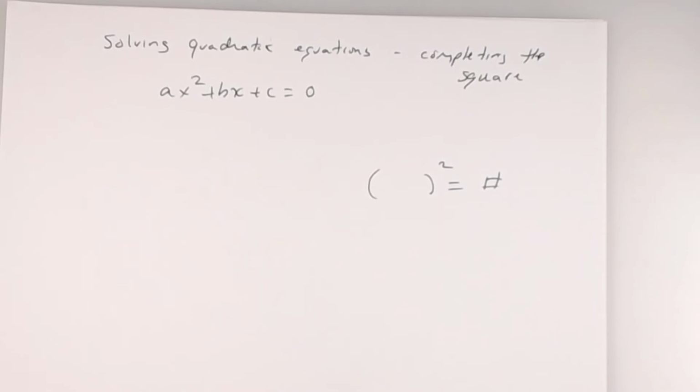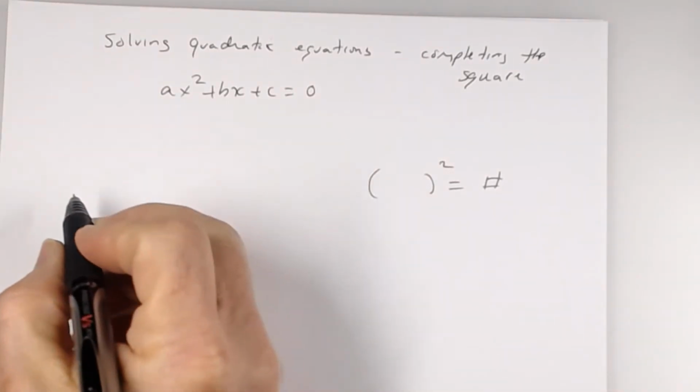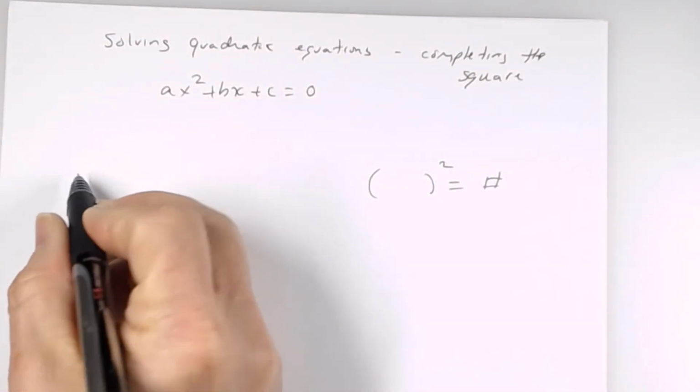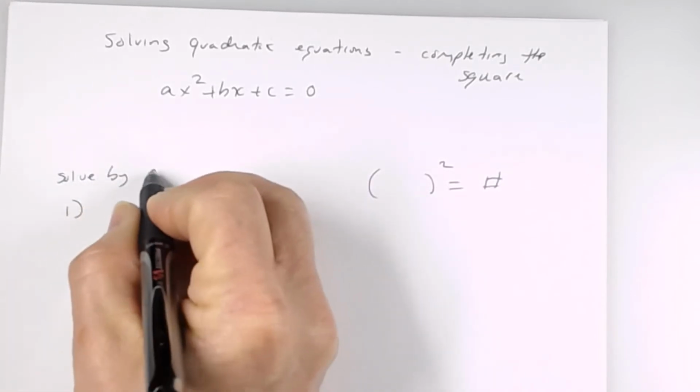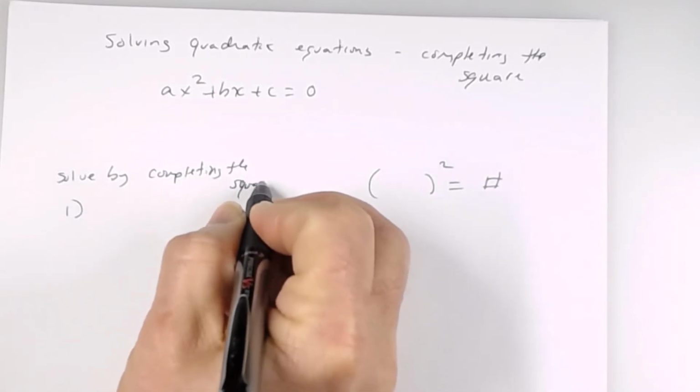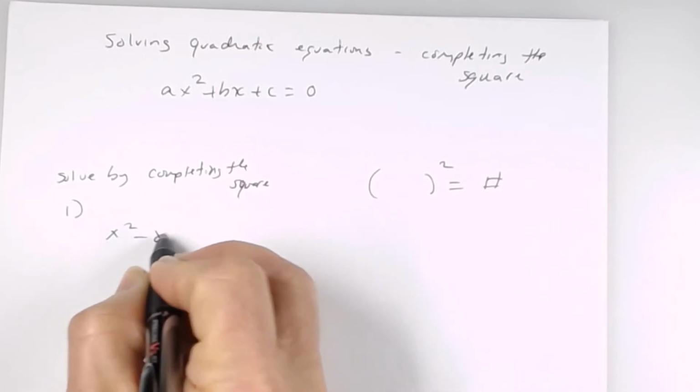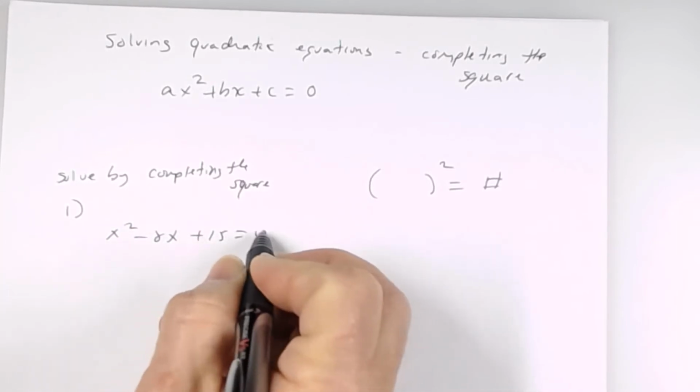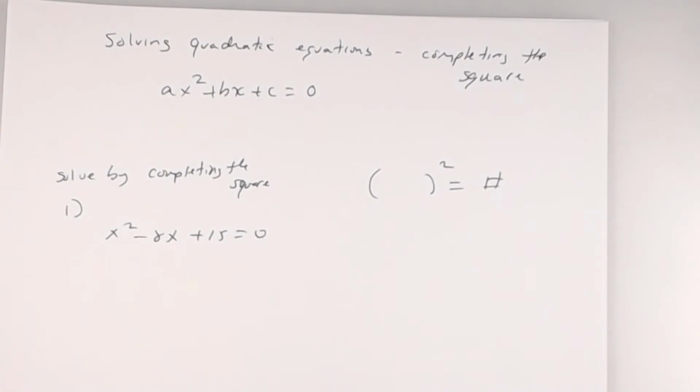So let's look at number 1. Go ahead and take that handout, have it on the side. So number 1, we're going to do this by completing the square. Solve by completing the square. We have x squared minus 8x plus 15 equals 0. Now, this particular equation is factorable. I can factor this. But that's not what the direction says. What does the direction say? Solve by completing the square.